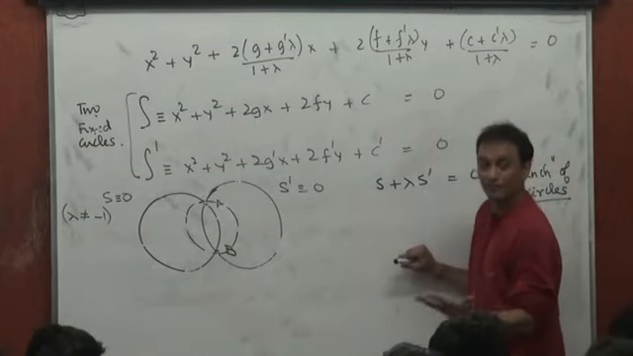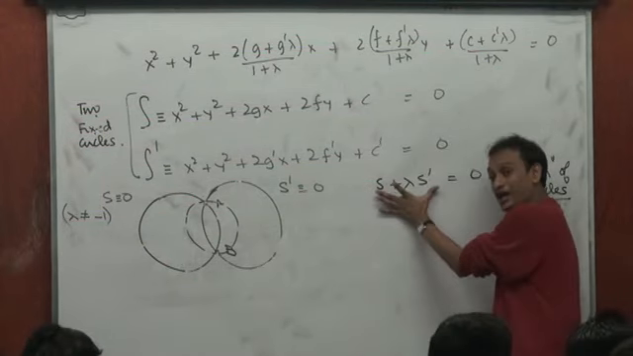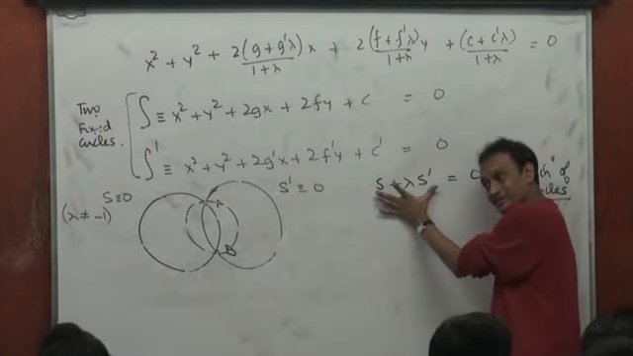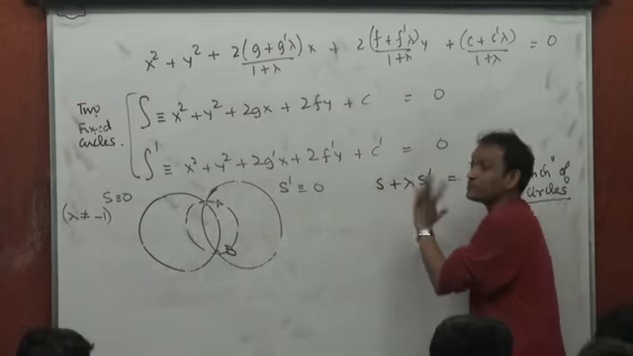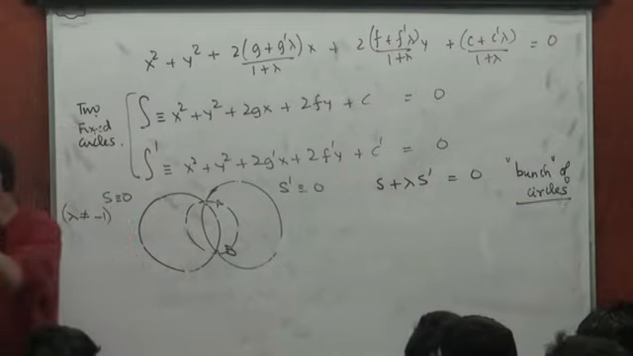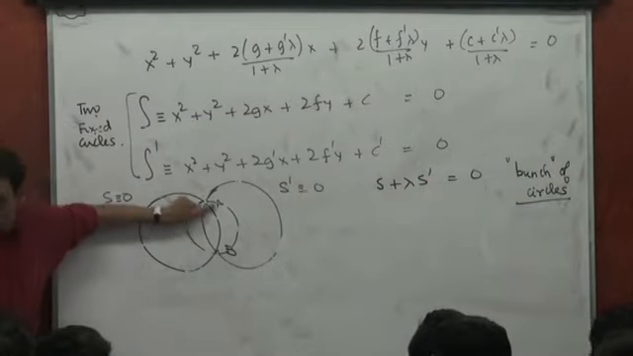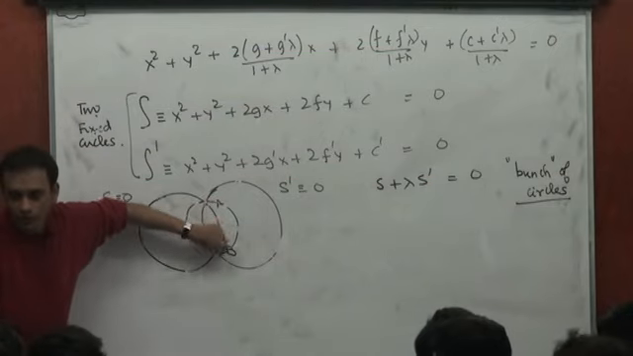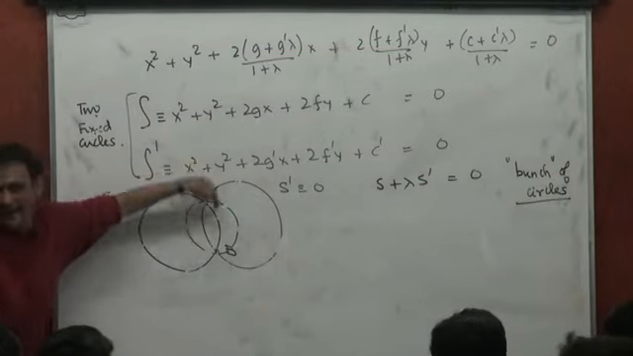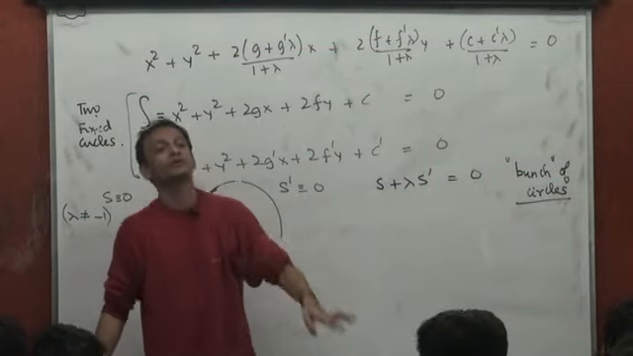Similarly, if A lies on this circle, B also lies on this circle, right? So this represents S equal to 0 as a fixed circle and S prime equal to 0 as another fixed circle, having two fixed points of intersection. Two fixed circles will have, in general, two fixed points of intersection, A and B. Then S plus lambda S prime equal to 0, write down.